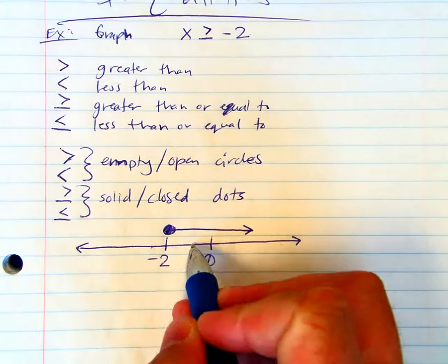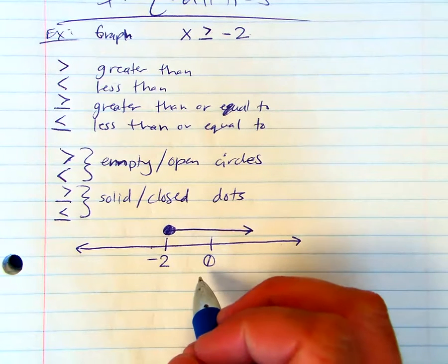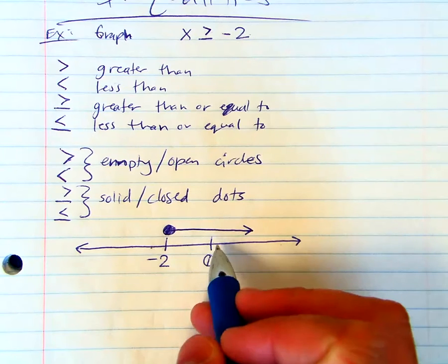Like -1, that's bigger than -2. 0, that's bigger than -2. Even though they don't seem like they should be because it's negative, that does work out that way.